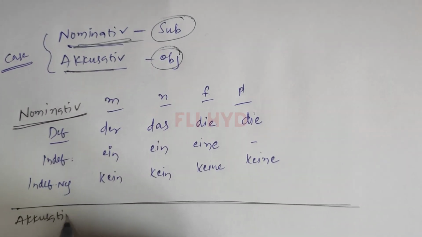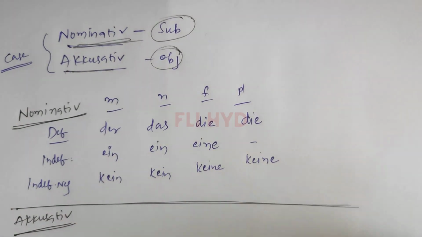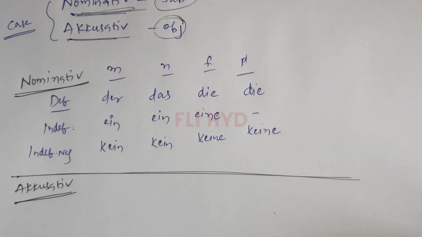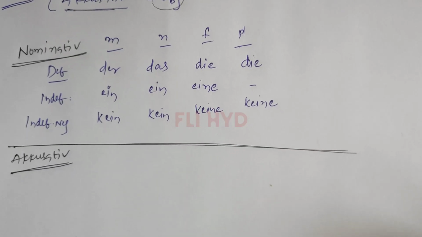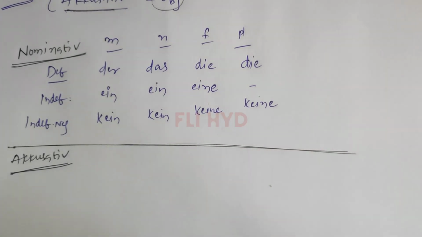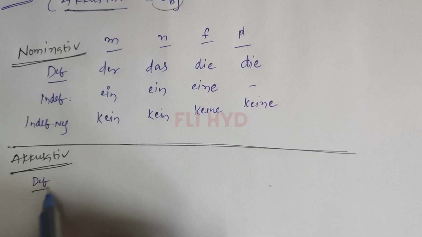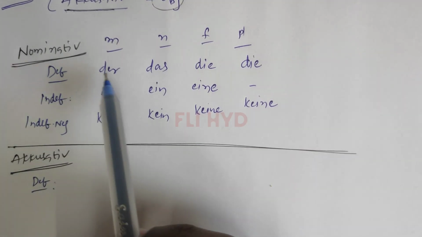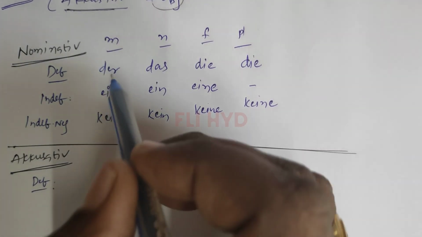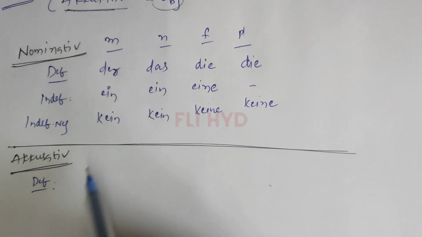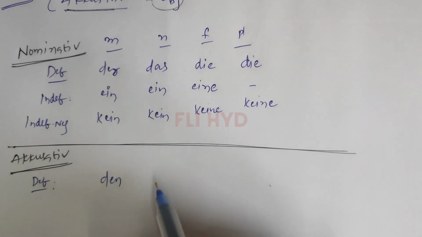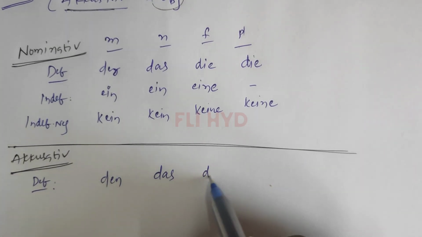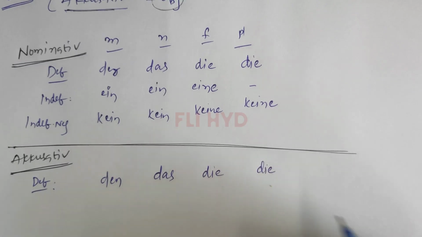A noun can be in a subject place or an object place. If it is in the subject place, we call it nominative. If it is in the object place, we call it accusative. Then how does the gender change in accusative? For example, the definite article. According to the nominative, it is der. If it is in the subject place, we write der. And when the same noun comes in the object place, that is in the accusative, then the definite article der changes to den, and neutral das, female die, and plural die.